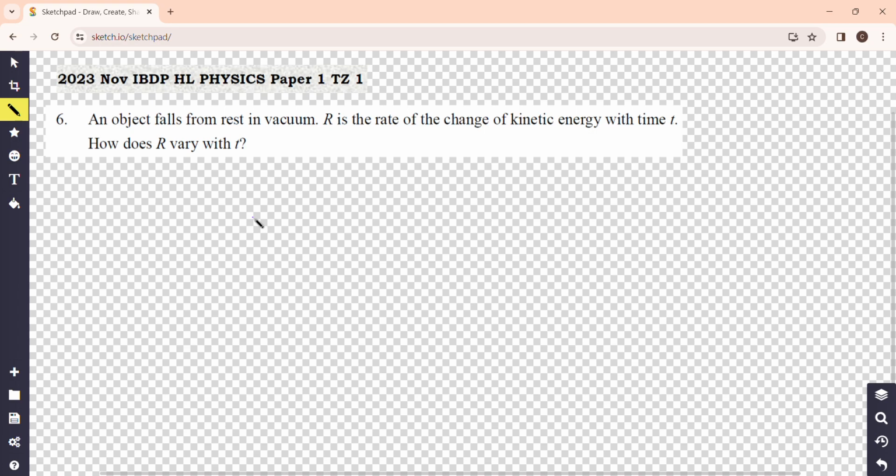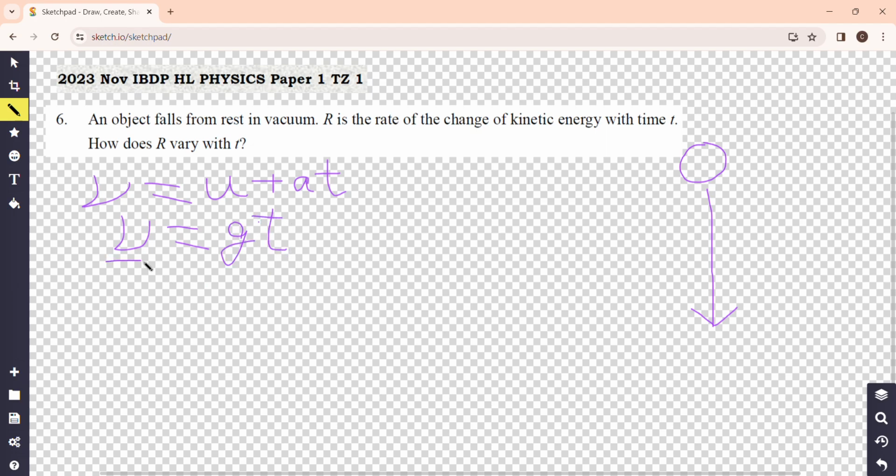Question number 6. This question is about free fall from rest. So we have a body here, free fall under gravity. So we have the equation v equals u plus at. Because it is from rest, its velocity equals gt.